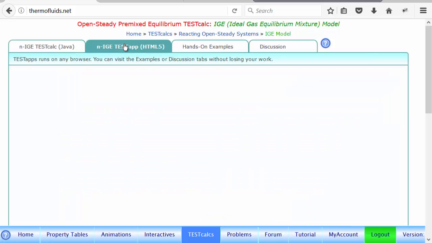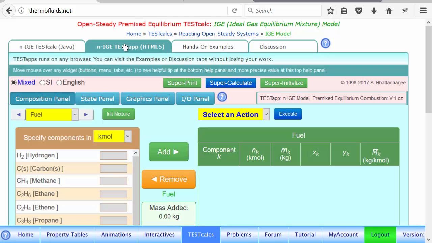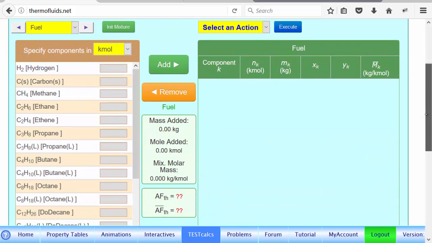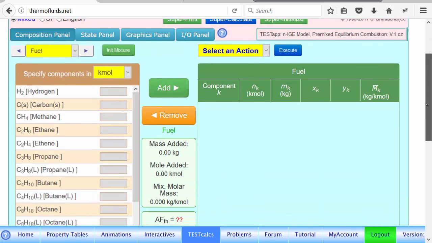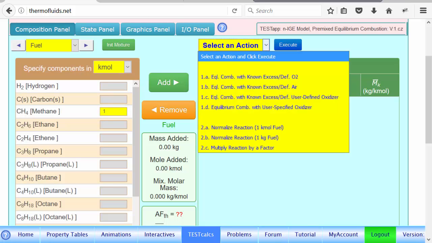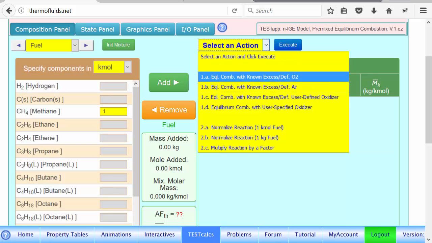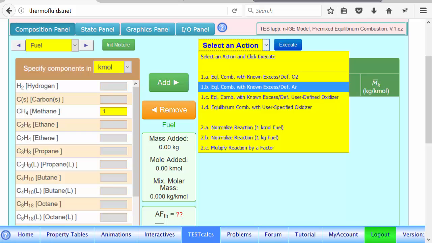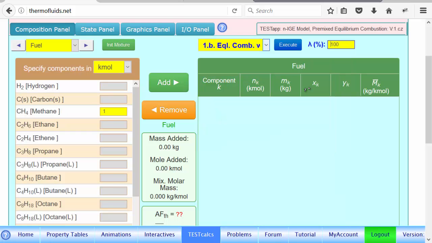Go to the HTML5 page and the app is launched. So first of all, in the composition panel, we set up the reaction. In this case, we have methane reacting with a theoretical amount of air. Option 1B will take you to excess or deficient air, and the theoretical amount is given by 100%. That is the correct amount of air. If it's excess air, we can put the percentage here. If it's deficient air, we can put less than 100%.